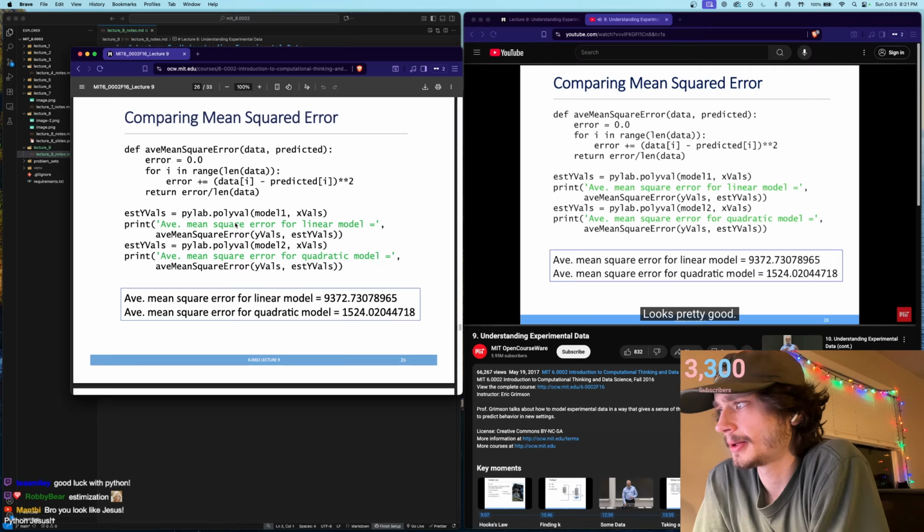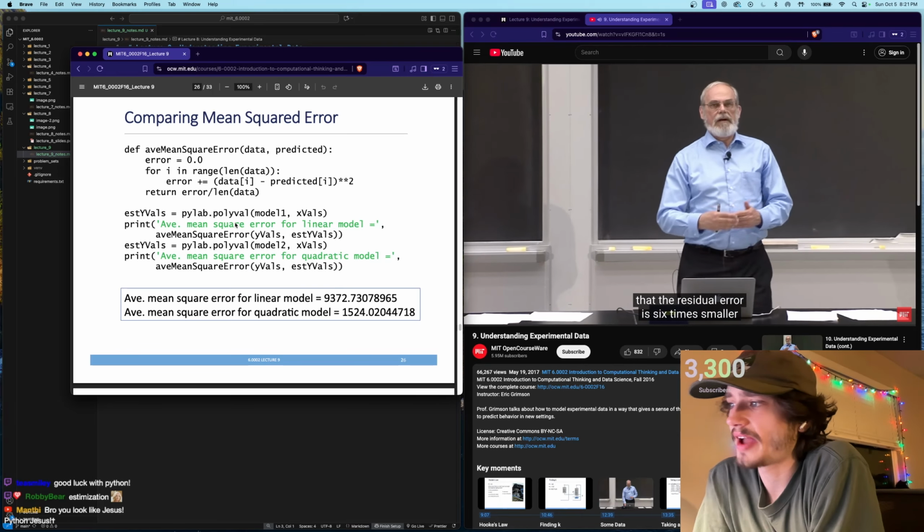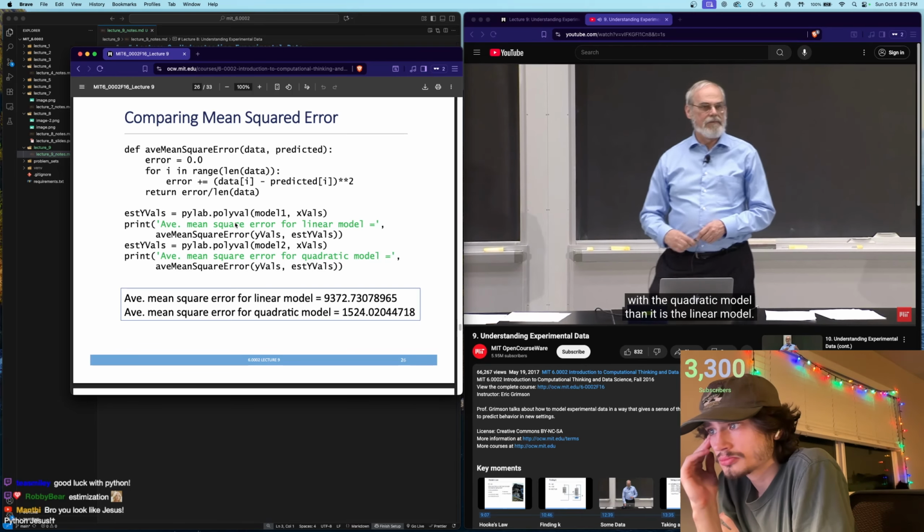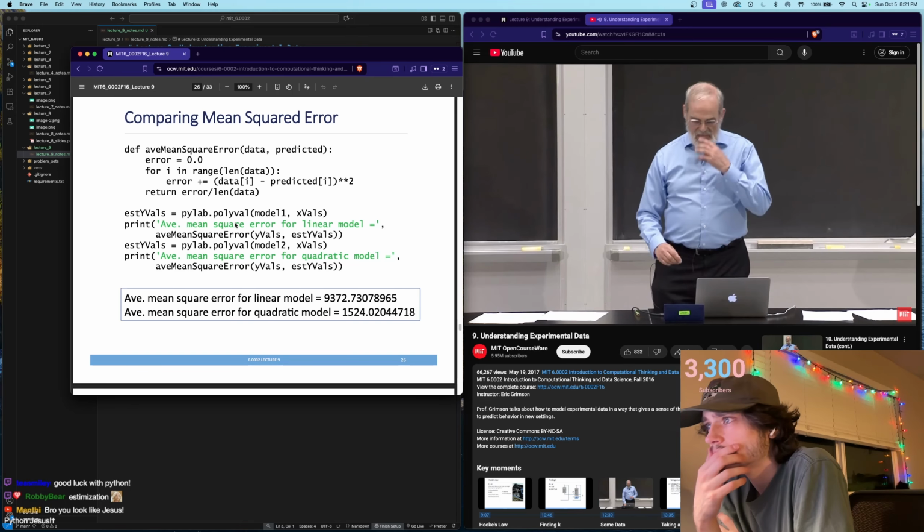Looks pretty good, right? You knew by eye that the quadratic was a better fit. And look, this says it's about 6 times better. That the residual error value is 6 times smaller gives you a better model with the quadratic than it is with the linear model. Great.